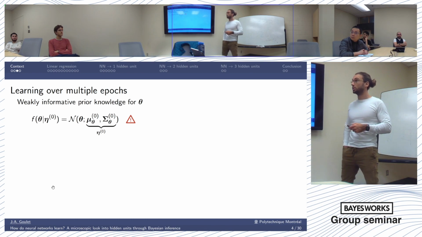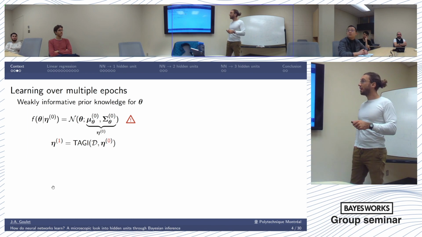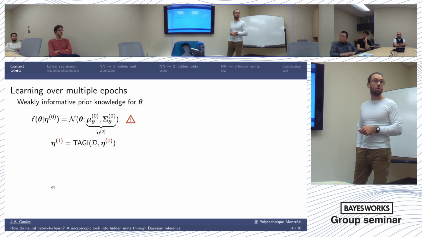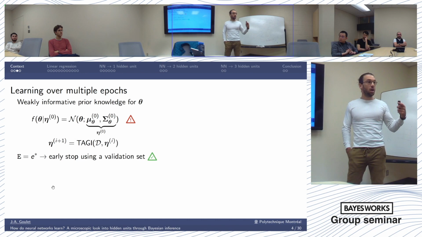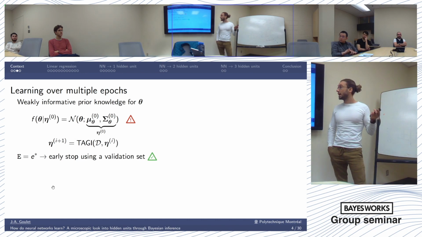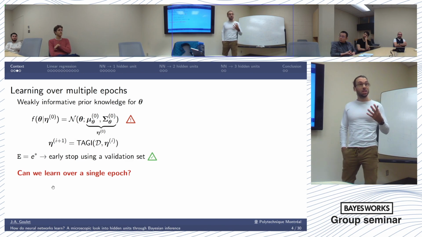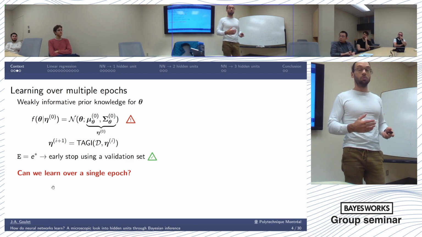So what do we do instead? We're going to learn over multiple epochs, where we define our prior hyperparameters eta 0. We pass them into TAGI and learn over a first epoch what our updated hyperparameters are. And we feed that over and over again in a recursive way. In that case, we stop training using a validation set, with an early stopping procedure. But I would really like to learn over a single epoch, not having to do that repeated process.